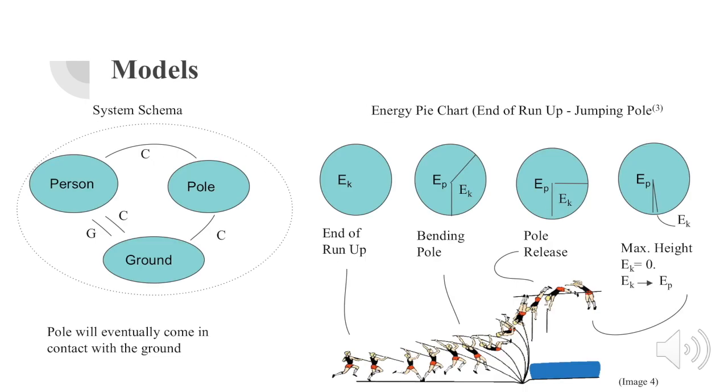So, considering modeling a pole vaulter's mechanism of motion using in-class physics models, the system schema would include the ground, the pole vaulter, and the pole, where the pole vaulter is in contact with the pole and the ground. Additionally, for this case, it is important to include the pole vaulter's energy pie chart showing that the runner ends a run with mostly kinetic energy, and when the runner releases their pole, it's more potential than kinetic. Then lastly, in the air, at their peak, it's all potential energy.